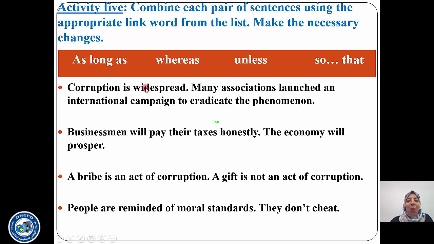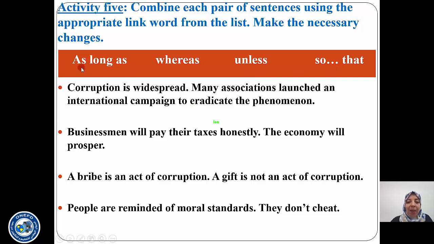Corruption is widespread. Okay, you can find it everywhere. It is widespread. Many associations launched an international campaign to eradicate the phenomenon. All right, so what is expressed here? Is it a condition? No, there is no condition. Is it a contrast? No, there is no difference. Is it a warning? No, there is no warning. So, is it a consequence? Maybe it's a consequence. All right?